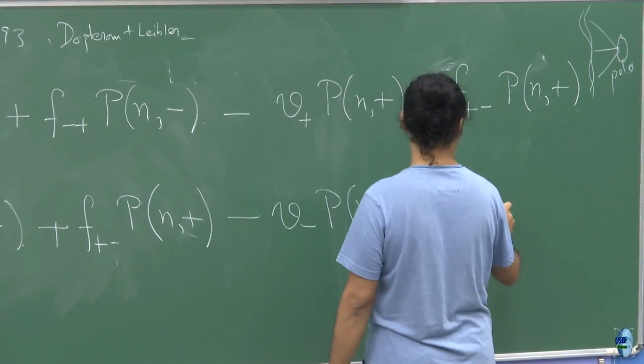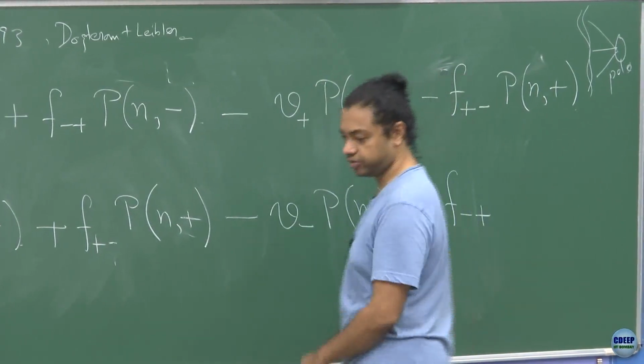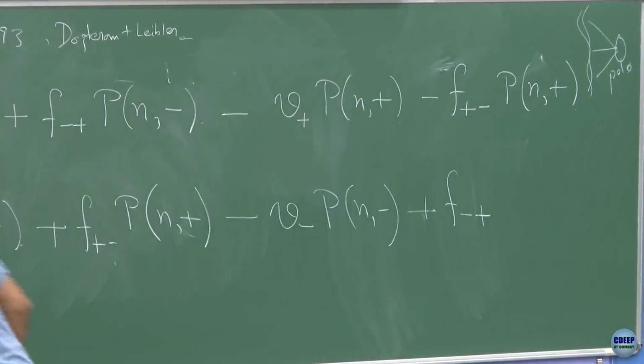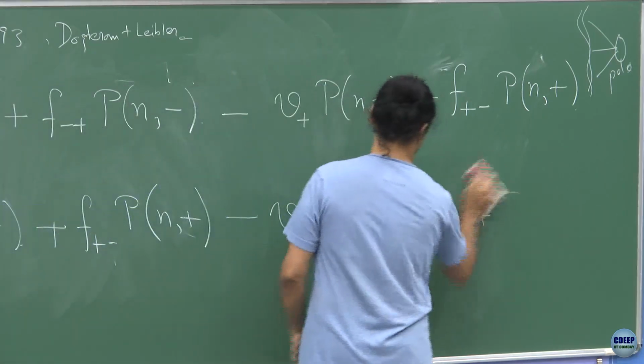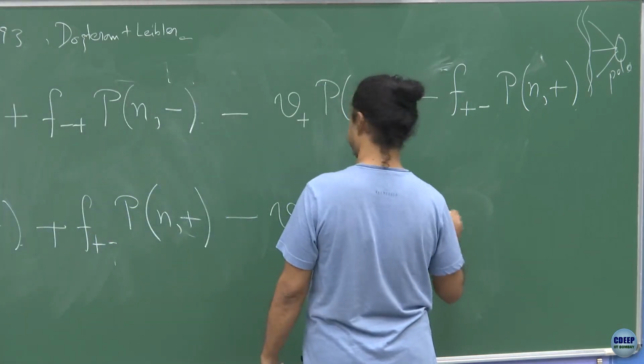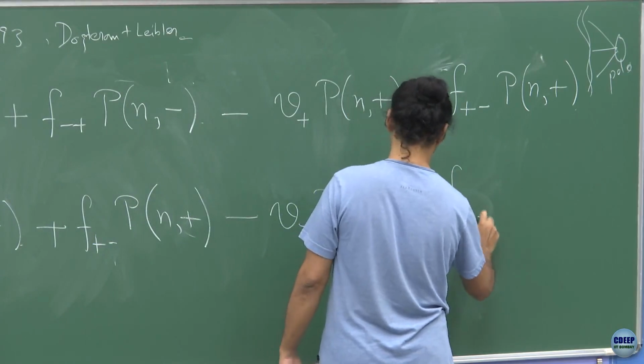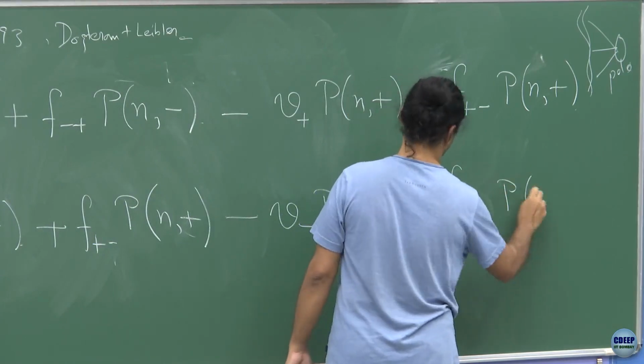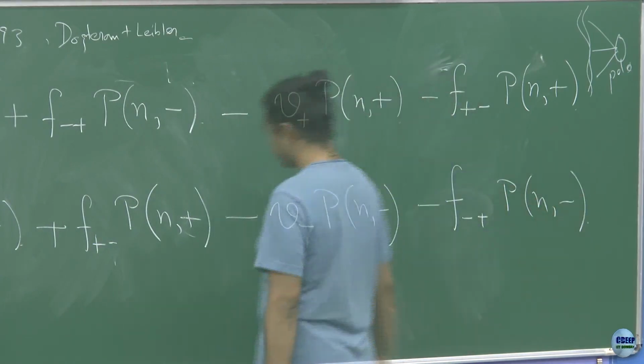plus, no, sorry, this is the loss term I am writing. So, minus F minus 2 plus P n minus. Is this clear?